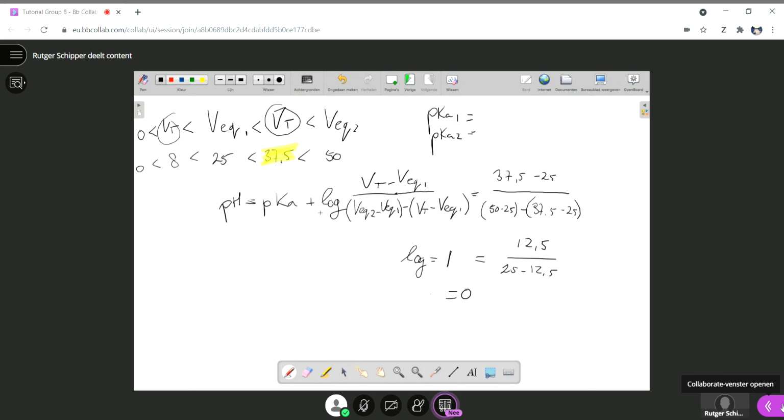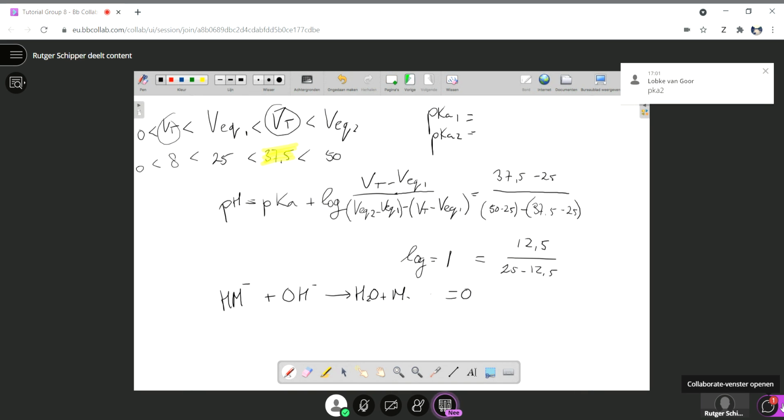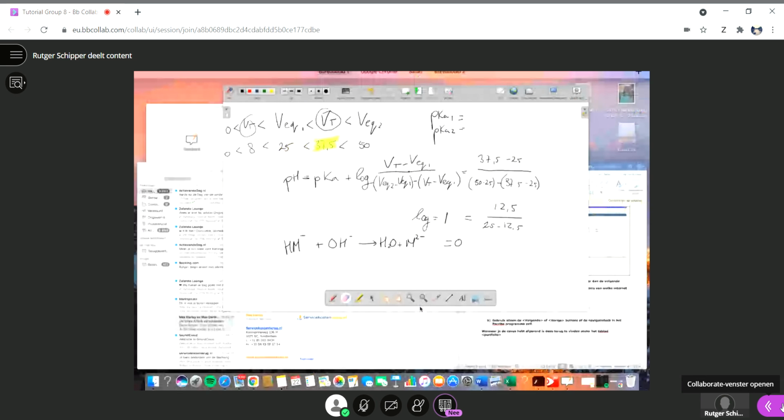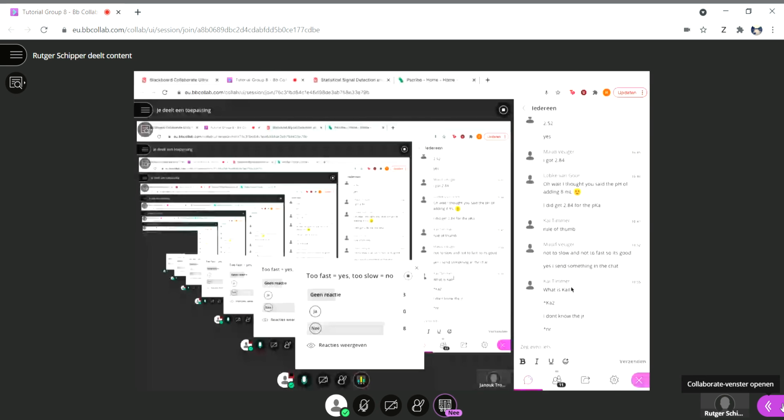Because we are dealing with this reaction, right? The intermediate state will donate its last proton and become fully deprotonated. Yes, we use the pKa2.